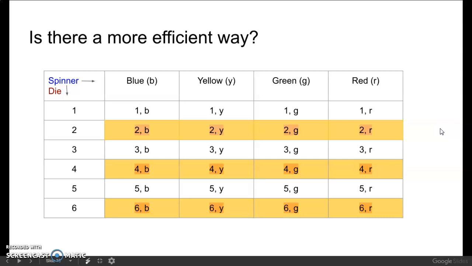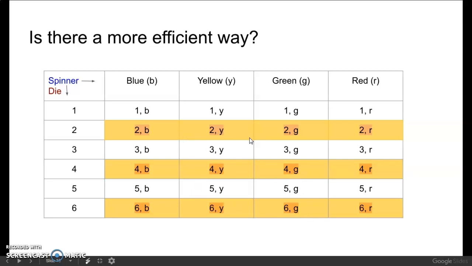Okay, so the question is, is there a more efficient way? And of course there is. I hope you have been thinking about that a little bit as I've been showing the video. Looking at the sample space is kind of like using algebra tiles. It's a good visual. It's not necessarily efficient, right? But I'm going to hopefully show you by using the sample space why this method works.